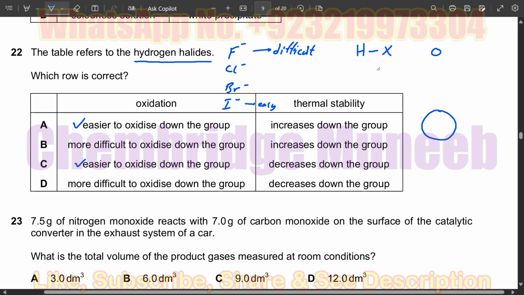So bond strength is weaker in case of HI. The HI bond is weak, and so it can easily be decomposed by applying heat. So here the thermal stability decreases down the group. So the only correct option in this case becomes option C with 2 ticks.